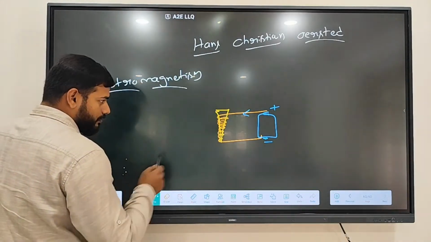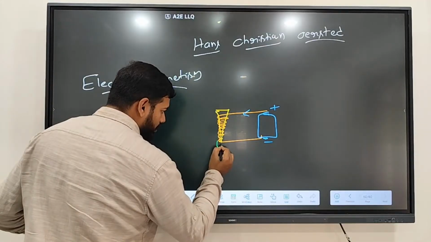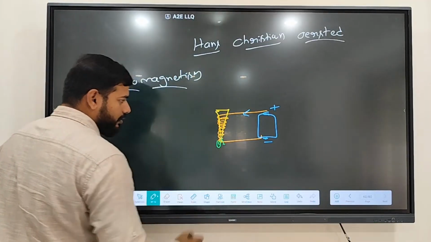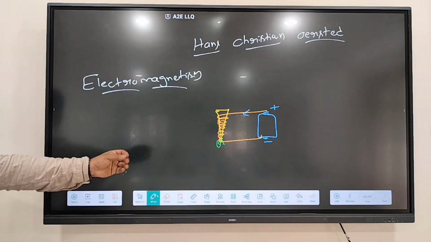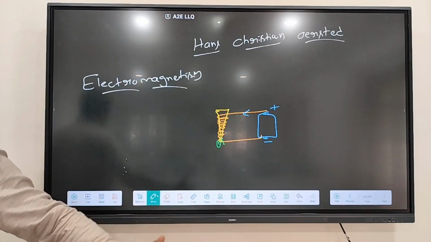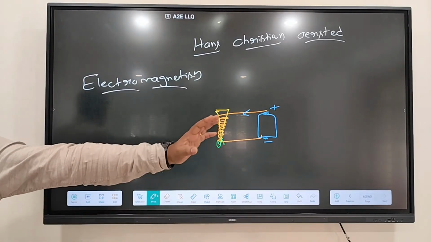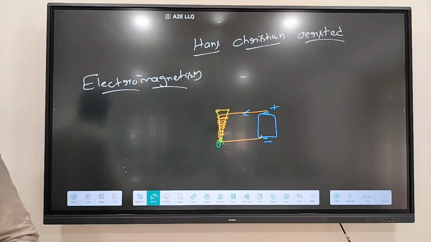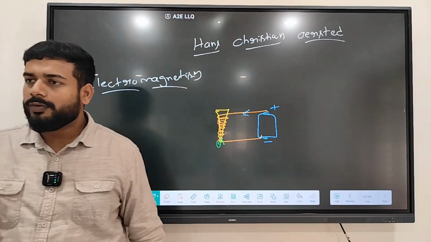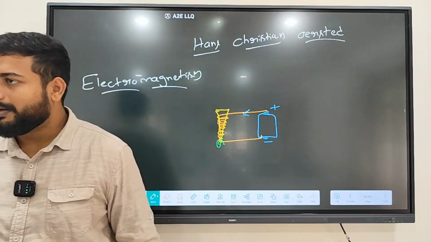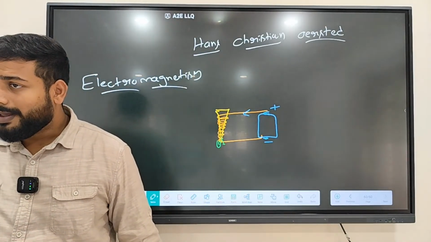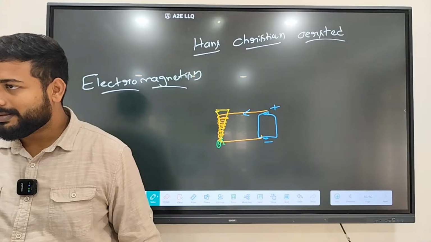This will attract small iron particles. The magnetic field is less compared to a normal magnet, but it will produce a magnetic field. This is called electromagnetism. There is a right hand thumb rule to explain this electromagnetism, not Faraday's rule, this right hand thumb rule.